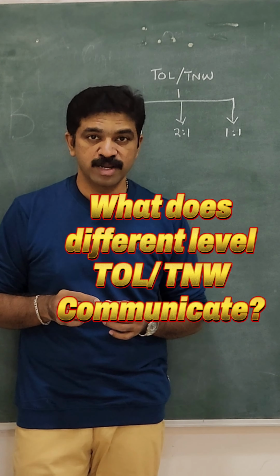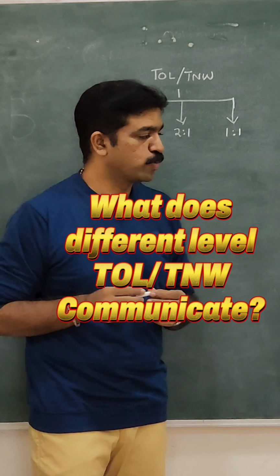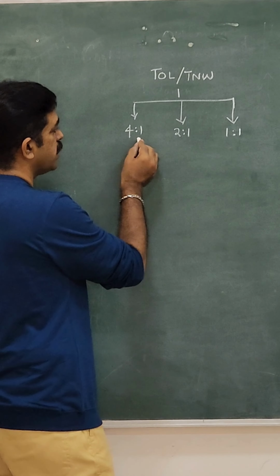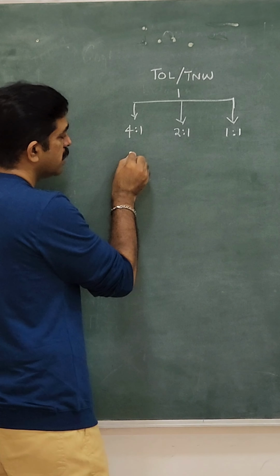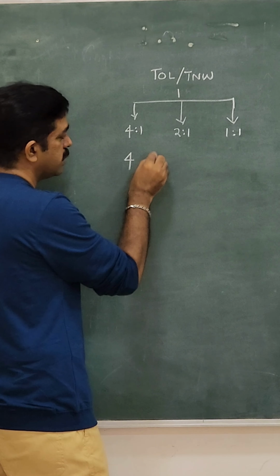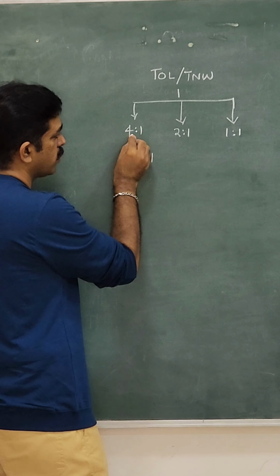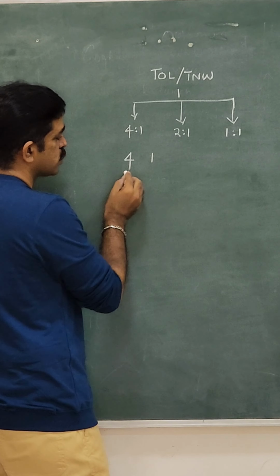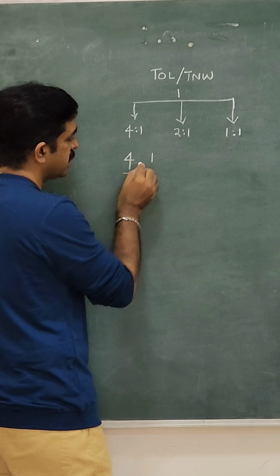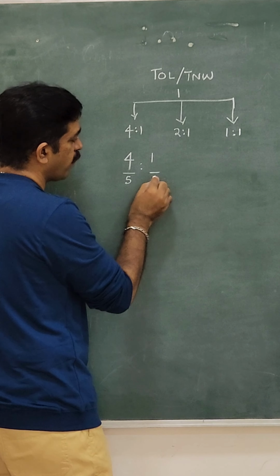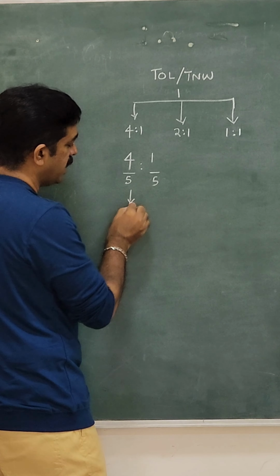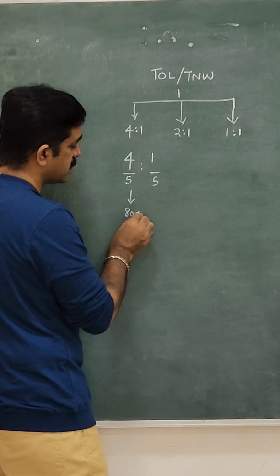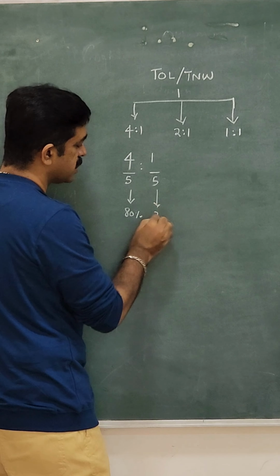What do different levels of TOL by TNW ratio communicate? Let's see. When the ratio is 4:1, it means 4 is the debt and 1 is the equity. So the total funds are 4 plus 1, 5. So 4 out of 5 is the debt and 1 out of 5 is the equity, which means 4 out of 5 means what? 80%. 80% is the debt and 20% is the equity.